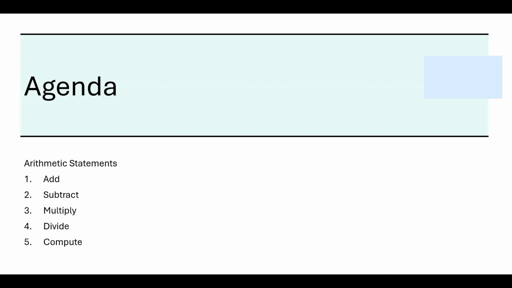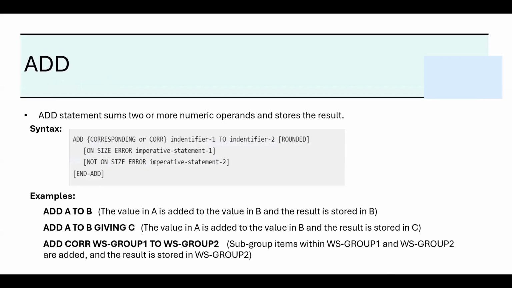We'll move ahead. So first of all is the ADD statement. The ADD statement in COBOL is used to make the sum of two numbers. It is the most straightforward but frequently used arithmetic operation. You can add two numbers or more than two.